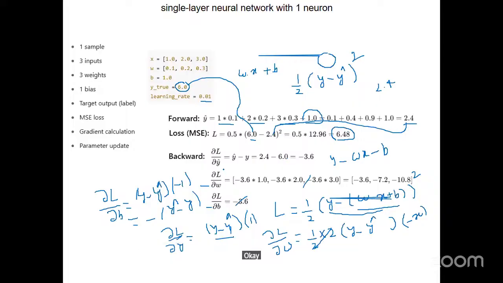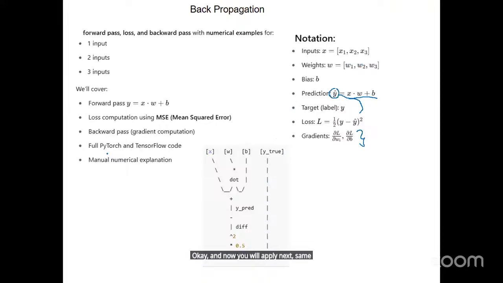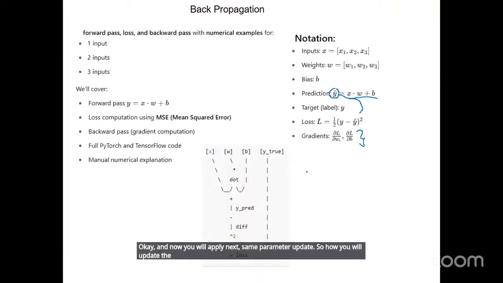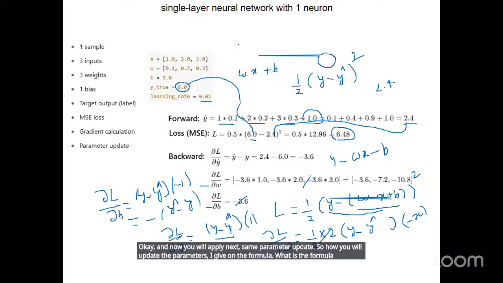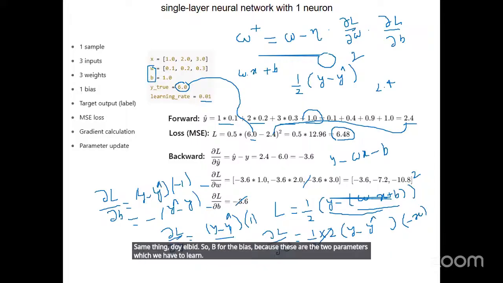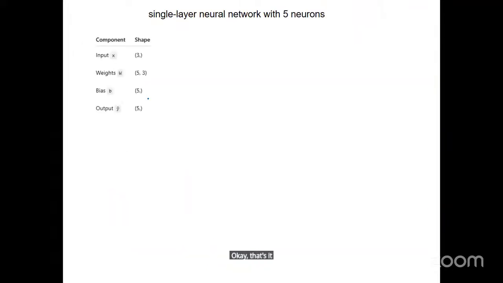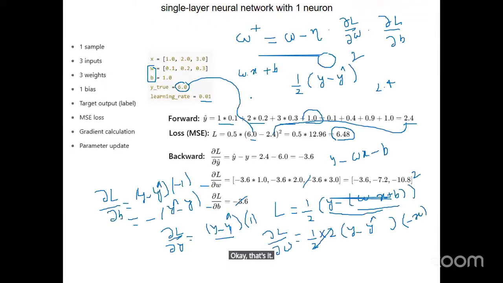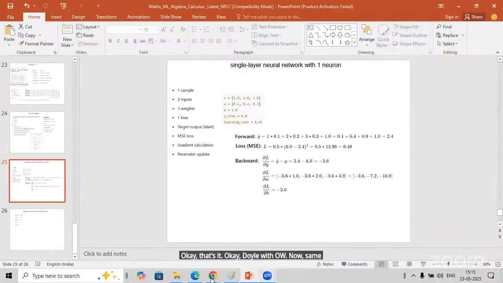Now you will apply the parameter update. How will you update the parameters? I gave the formula. As I said, new equals old minus learning rate into ∂L/∂W for the weight, and the same thing, ∂L/∂B for the bias, because these are the two parameters which we have to learn. That's it.